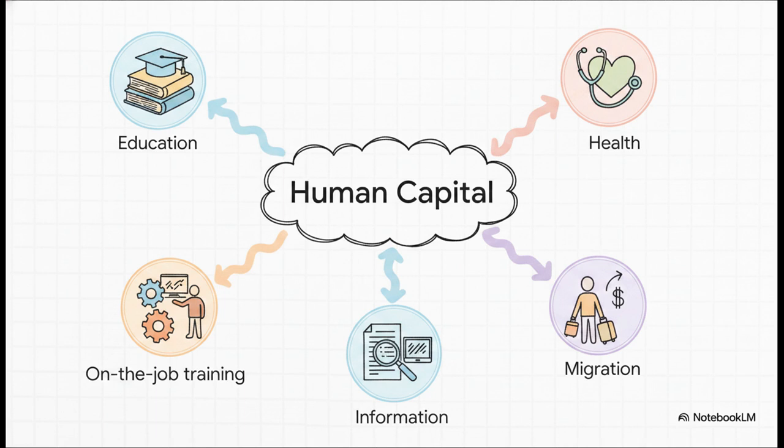Then you have on-the-job training, where companies essentially pay to upgrade their workers' skills. Migration is another huge investment. People take on the hefty costs of moving to totally new cities or countries specifically to fetch higher salaries. And finally, there's information, spending the time and money to understand where the absolute best jobs and schools are so you can make the most efficient choices for your future.